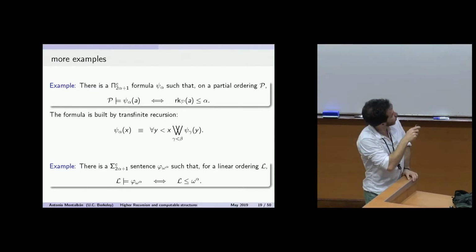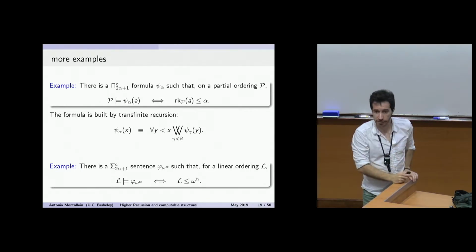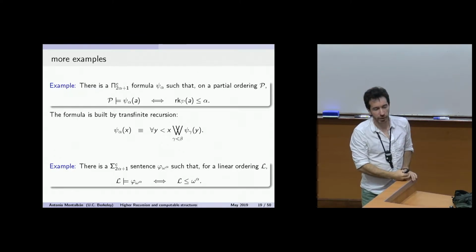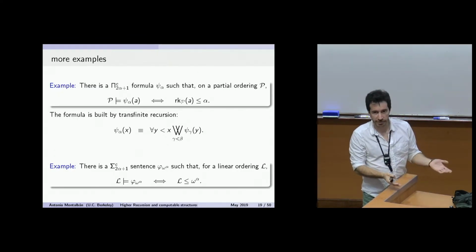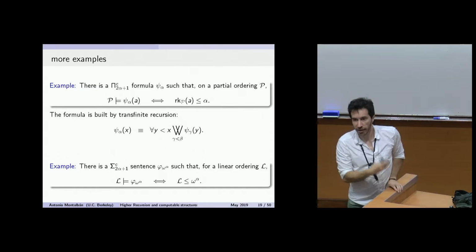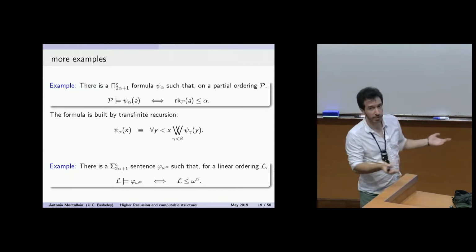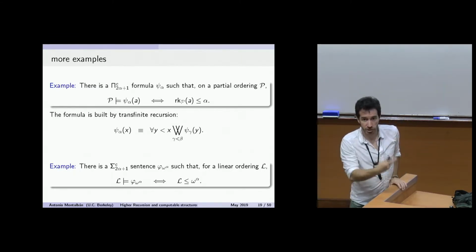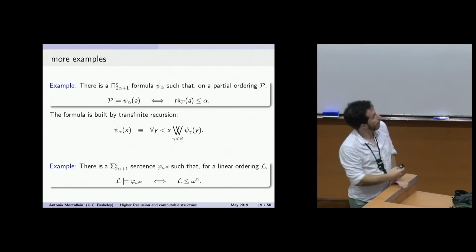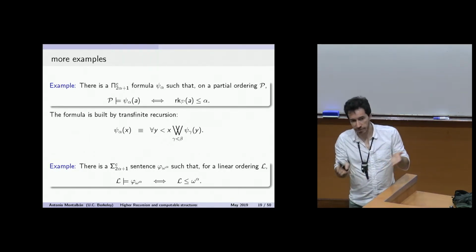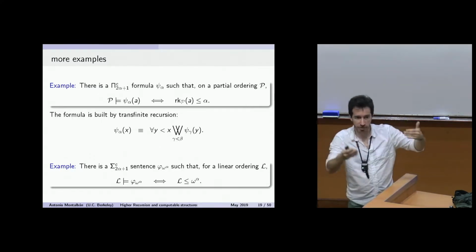Right? So with complexity 2 alpha plus 1, you can tell ranks up to omega to the alpha. Essentially, if you want to say that a linear ordering is finite, you don't need a sigma omega formula. You just need a sigma 2 formula. Finite is sigma 2. If you want to say it's below omega square, so it's finitely many copies of omega, you just need 2 more quantifiers over that.